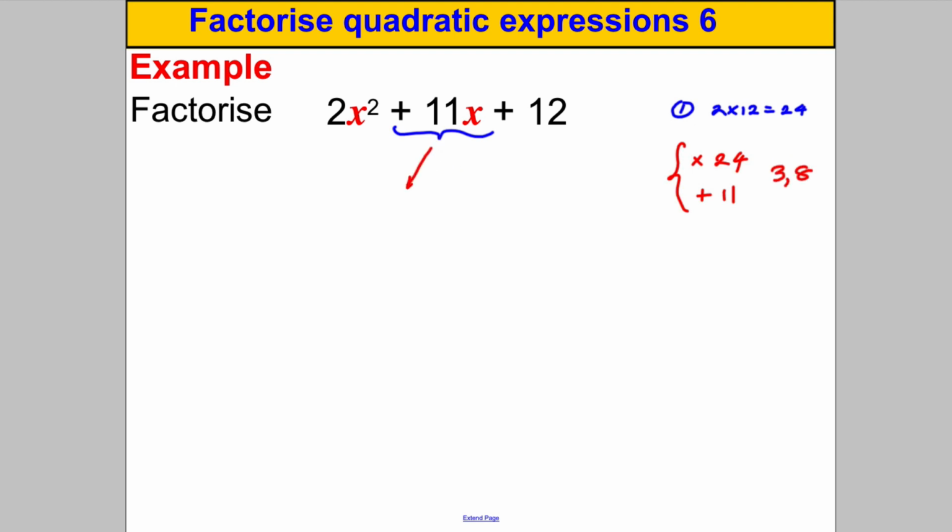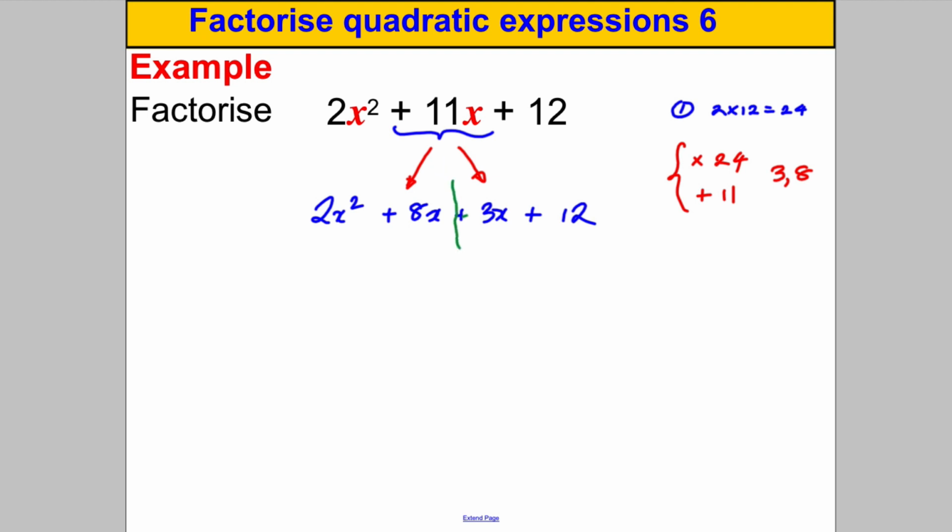What you're going to then do is rewrite the expression that you're dealing with, and break that 11x up into 3x and 8x. Now it doesn't matter if you write the 8x first and the 3x second, it doesn't matter at all. So why don't I write the 8x first? I can write this as 2x squared, add 8x, add 3x, add 12. Now this little technique is called factorising by grouping, by the way, if you look it up in textbooks.